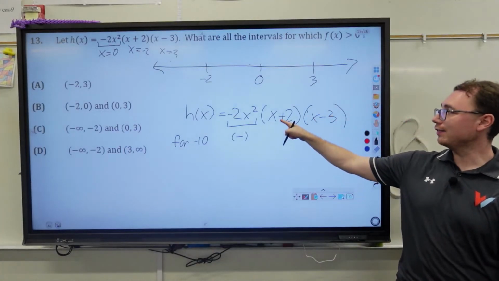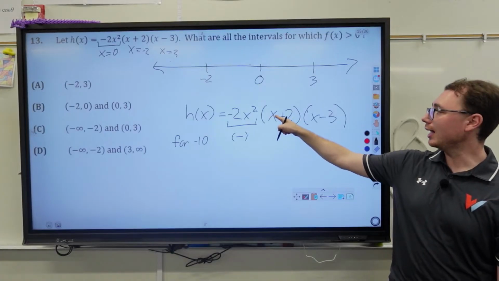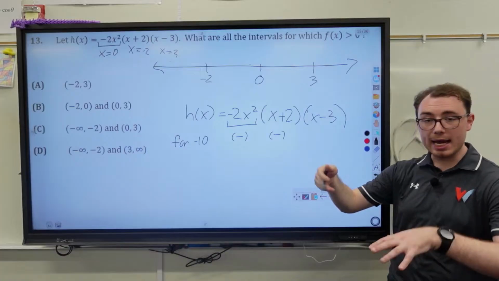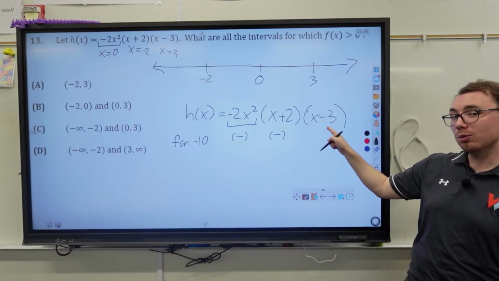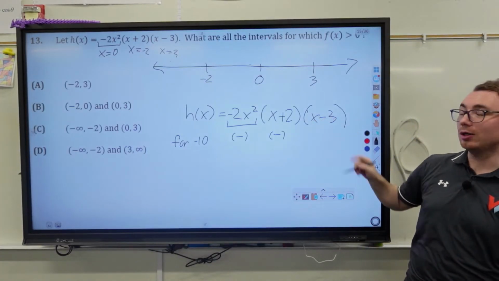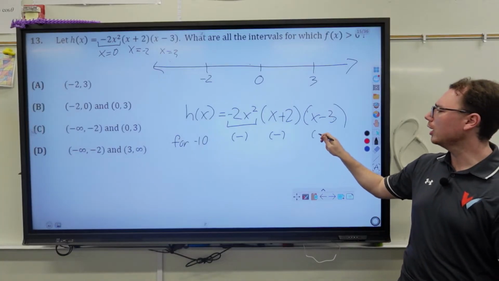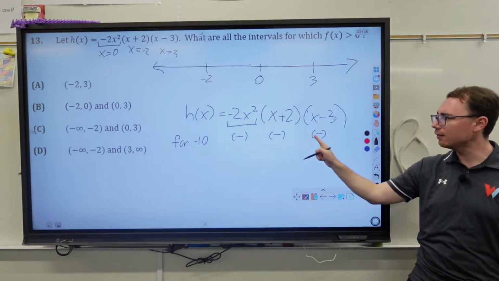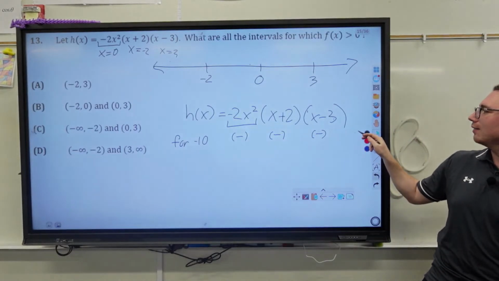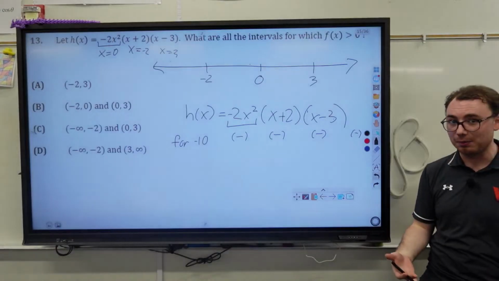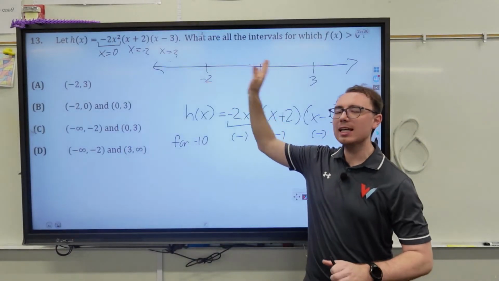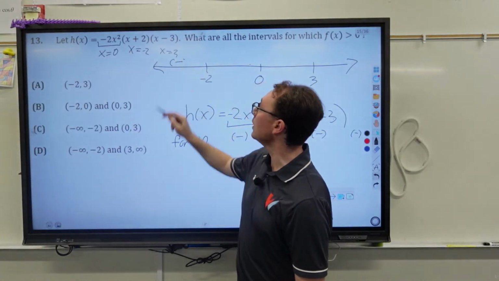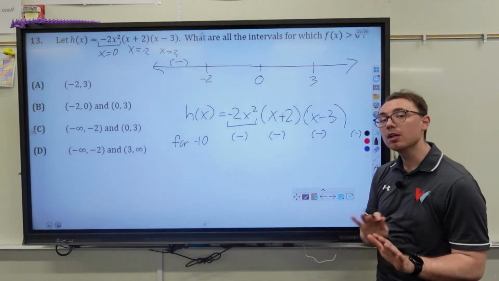If we plugged in -10 for this problem here, -10 plus 2 would give us -8. It's going to be some negative number. Same thing for this one, -10 minus 3 would be -13, or it's really just some negative number. A negative times a negative times a negative is going to give us a negative as the end result. So everything past -2, the graph itself is going to be a negative graph.